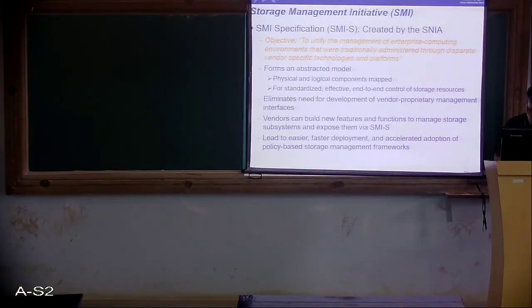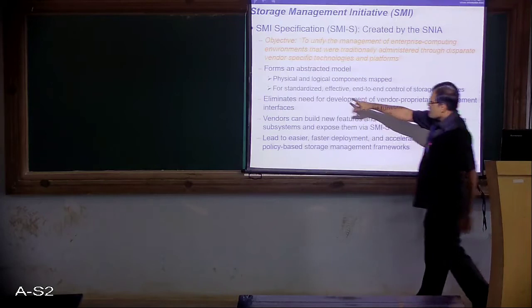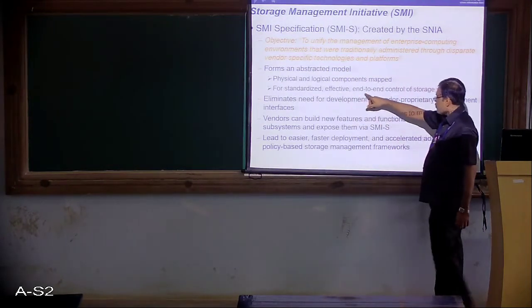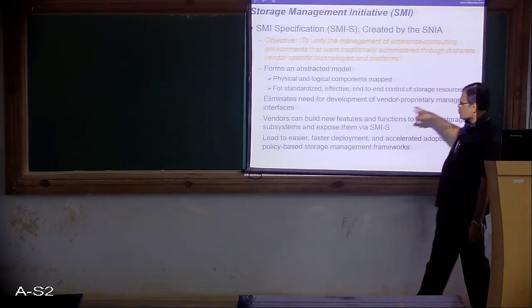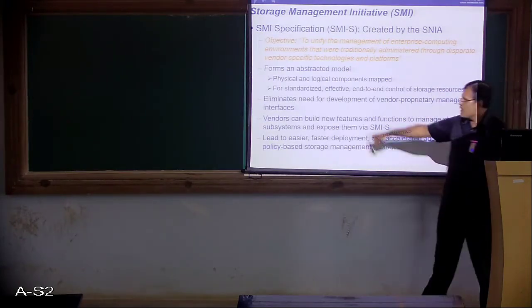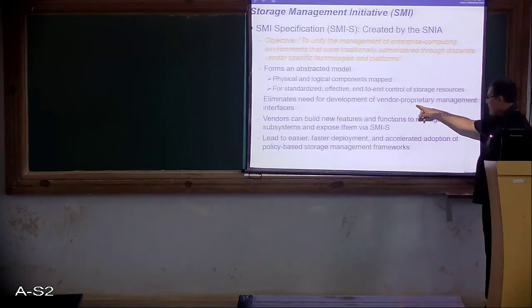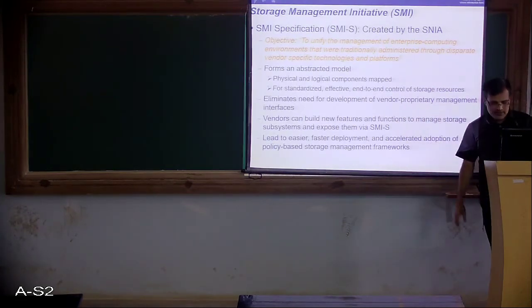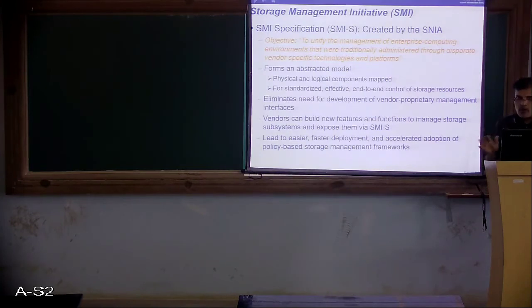So this model is used by management applications such as storage resource management, device management, and data management for standardized end-to-end control of storage devices. Okay, so it provides a standardized and effective approach for end-to-end control of the storage resources, and it eliminates the need for the development of vendor proprietary management interfaces. Means under a common platform, all the management tools and resources should be available. That is the objective here.